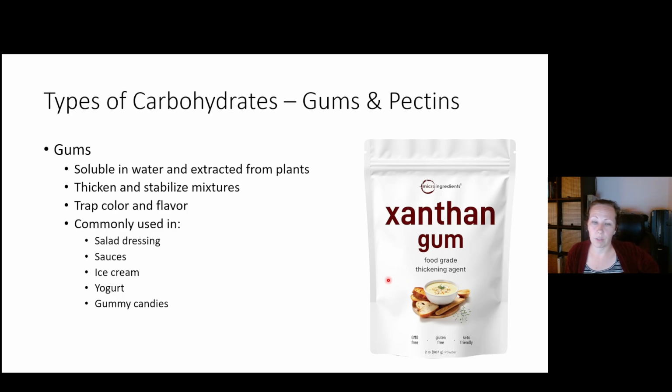Now, the gums are also fiber. So they have the beta D glucose in them, but they are soluble fiber. And so there's two types of fiber. There's soluble and insoluble. Cellulose is insoluble. The gums and pectins are both soluble fiber. So they do dissolve in water, but they are not digestible by our bodies.